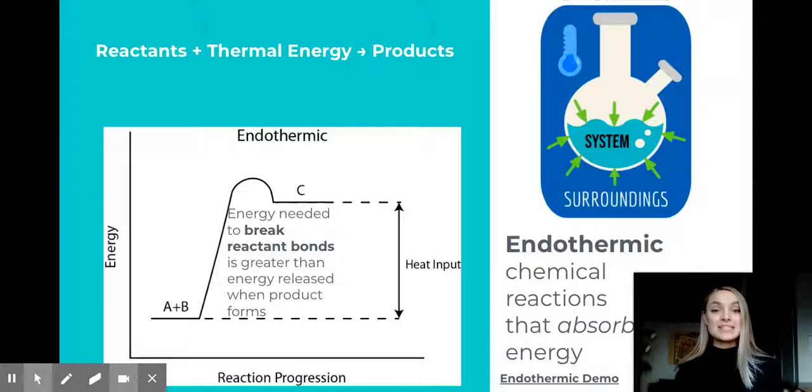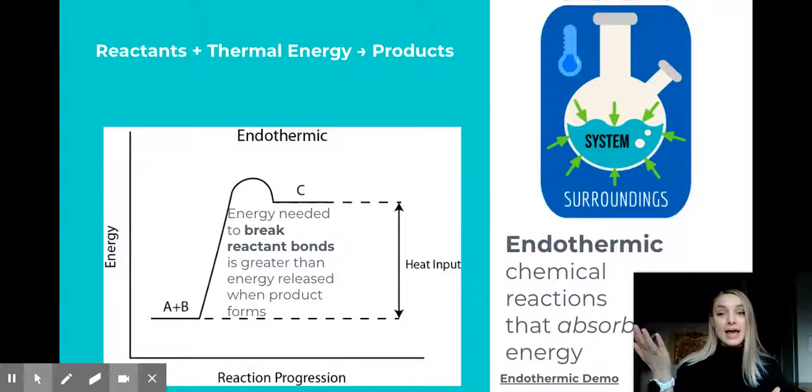And the first of those is endothermic. So thermic, hopefully you're saying, I know that means dealing with temperature. And endo means within. So that means that endothermic reactions are chemical reactions that absorb energy. They take that energy within.